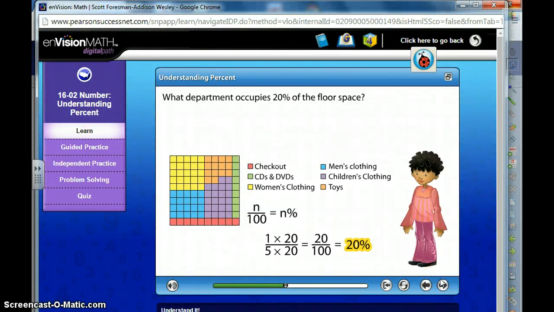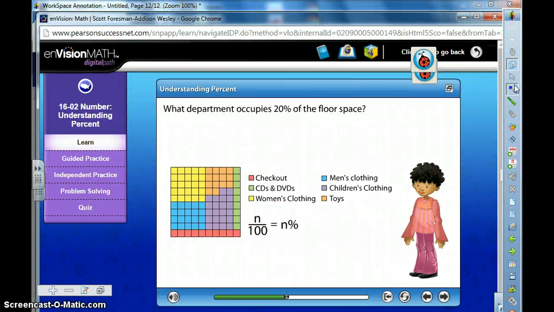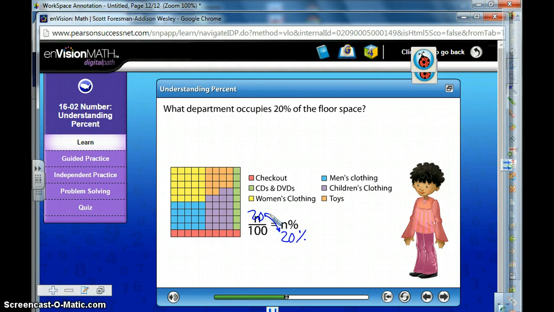What department occupies 20% of the floor space? Okay, so 20%. What department takes up 20%? So let's think about this. If we have 20% right here, then what's this n? 20, because these two numbers are the same, right? So if I need to find which of these departments is 20%, I need to see which of these has 20 boxes.